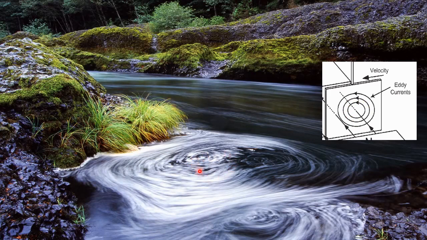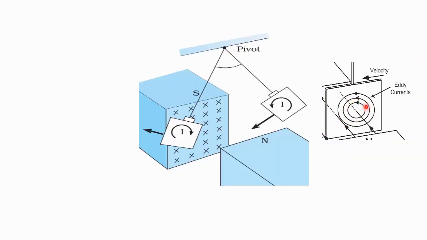This induced current, which is flowing in very small loops, resembles the swirling eddies in water. Here, these are the swirling eddies in water. Due to this reason, we call this current, which is induced in the conductive metal sheet, eddy current. This is the eddy current which is developed when the metal sheet enters the magnetic region.